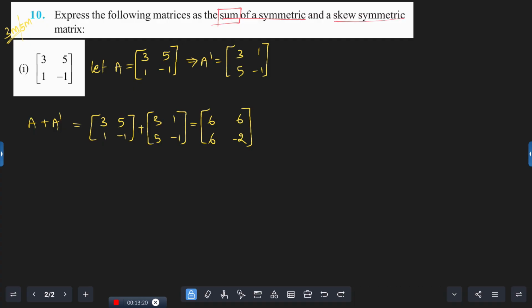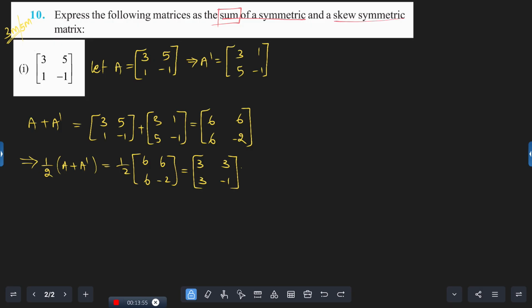Now A plus A dash we have done. In the same manner, what do we have to find? Half of A plus A dash you have to find. Means 1 by 2 into 6, 6, 6, minus 2. If you multiply 1 by 2 inside like a scalar, it will be divided with each element of the matrix. So what will you be getting? 6 by 2, 6 by 2. After dividing by 2, what will you be getting inside? 3, 3, 3, minus 1.